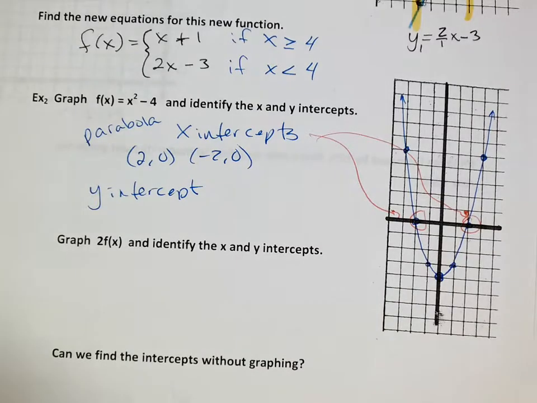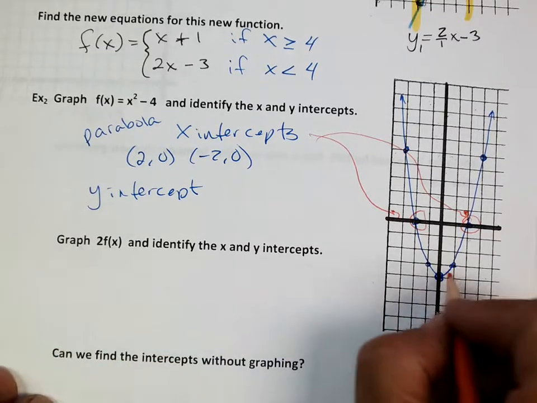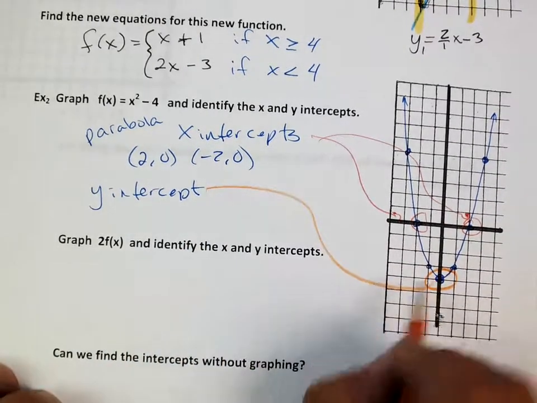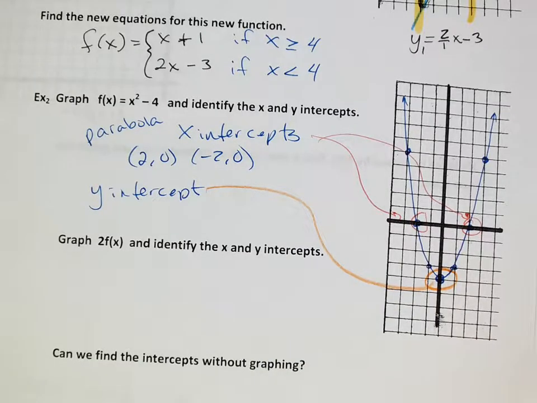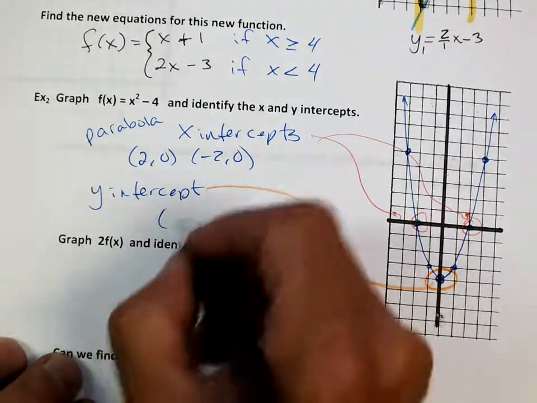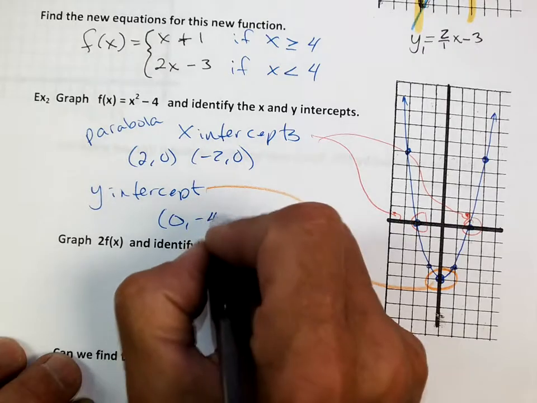And my y-intercept has to be right here, right? That's my y-intercept, where it crosses the y-axis, and that's going to be at 0, -4. Okay? How am I doing?